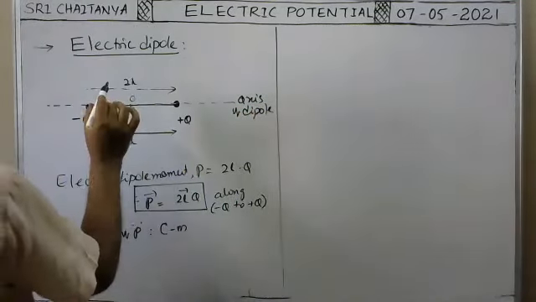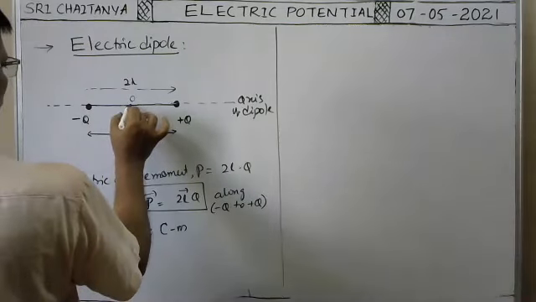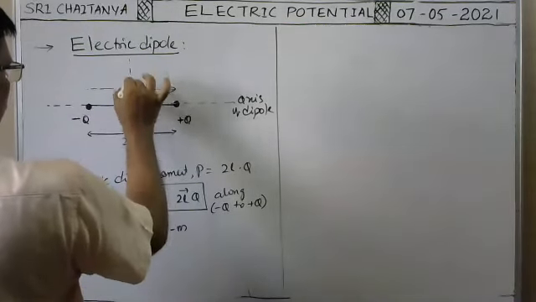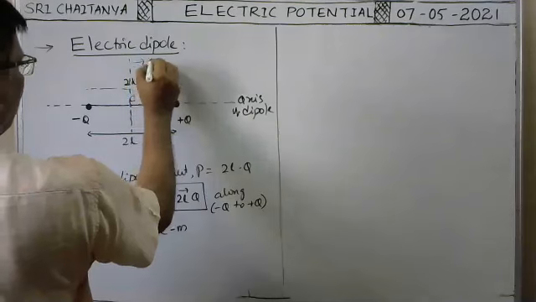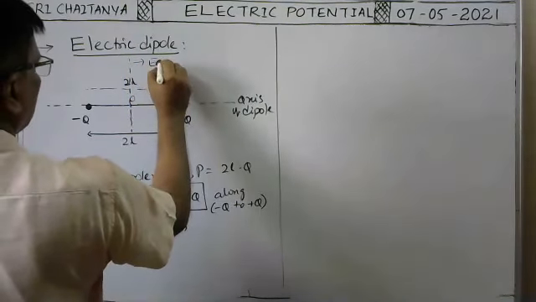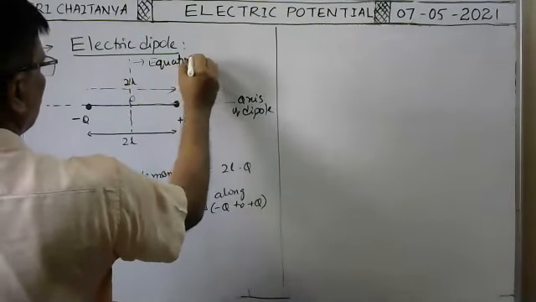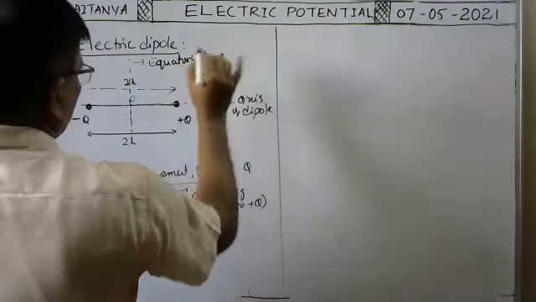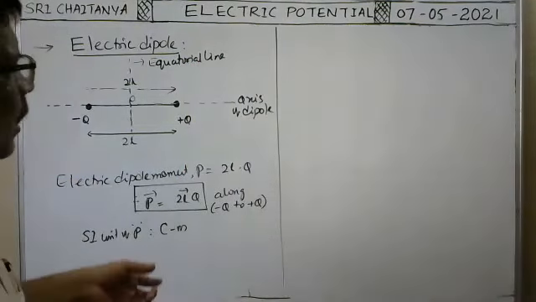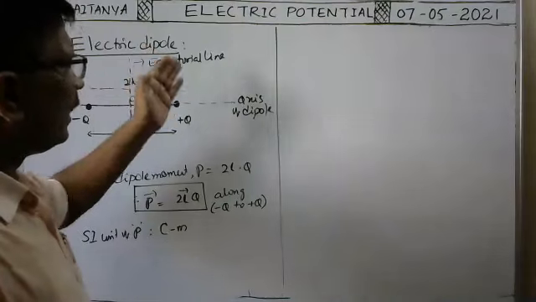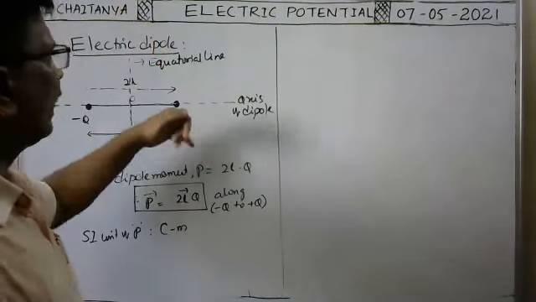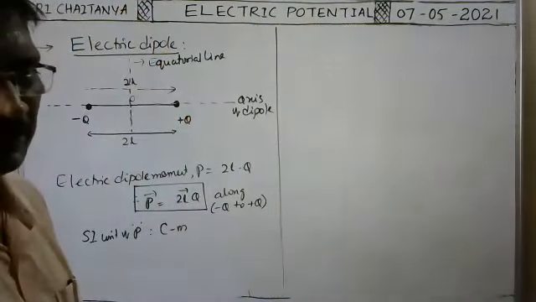The line passing through the midpoint of the dipole and perpendicular to the axis, that means this one, is called the equatorial line. Now we have to derive the formula for the intensity of electric field at any point on the axis of the dipole, and at any point on the equatorial line.